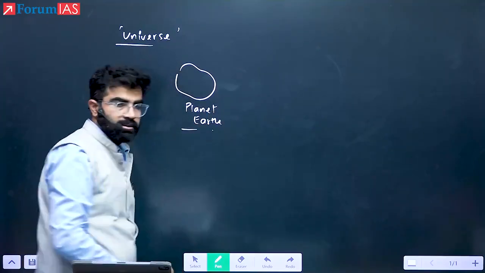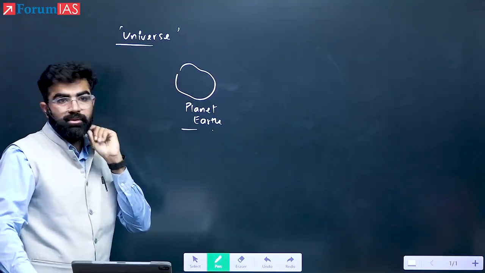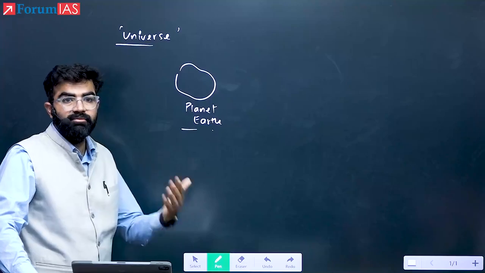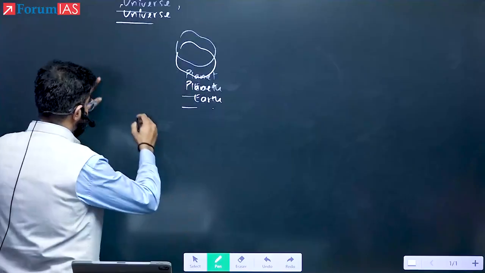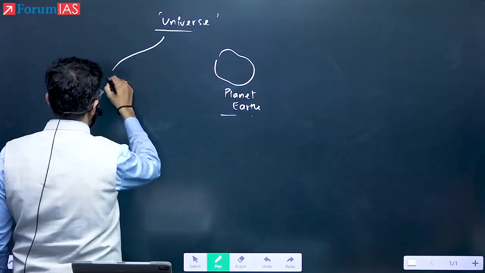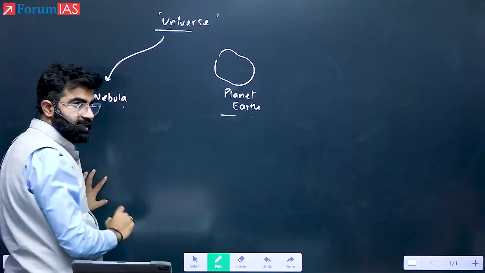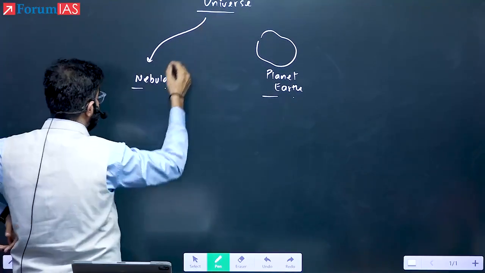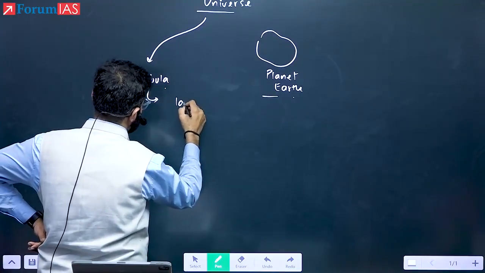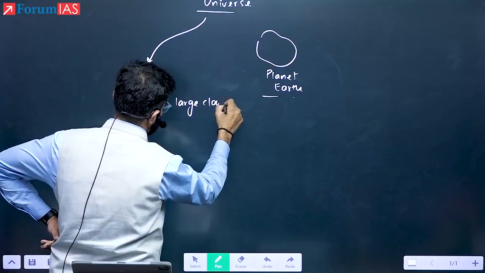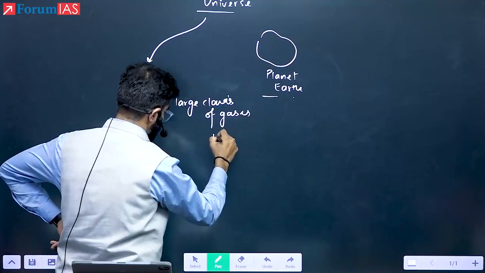Right? The planet Earth. Now the thing is how the planets formed. What was the process? How did the planets come out from this entire event? First tell me, what is a nebula? Yes, the nebula was the first such celestial body which formed. It is nothing but large clouds of gases, primarily hydrogen and helium.